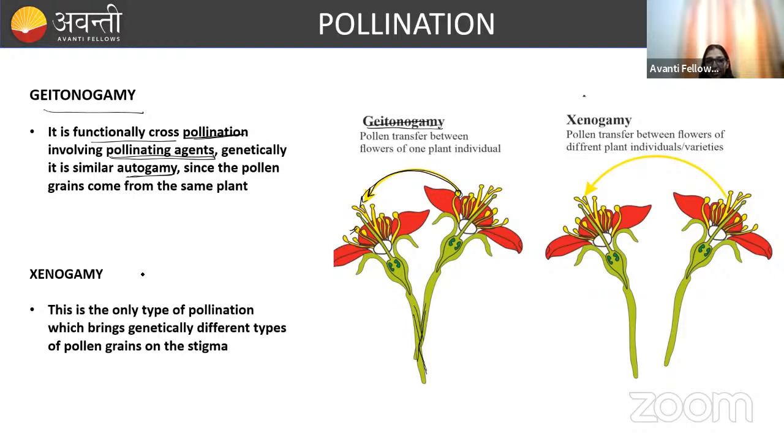Okay. In xenogamy, different plants are involved. That means the pollen are transferred to the stigma of a different flower of a different plant. So xenogamy is also referred to as cross-pollination.